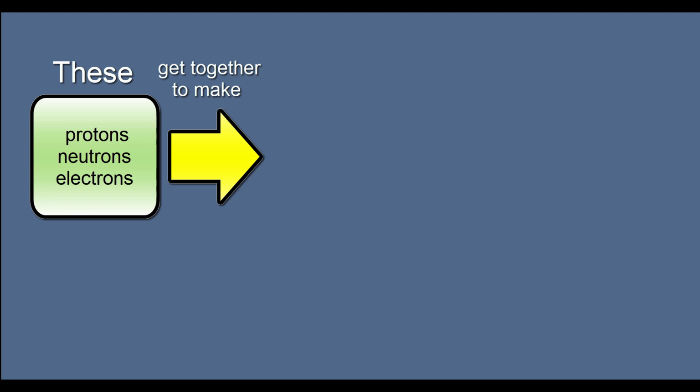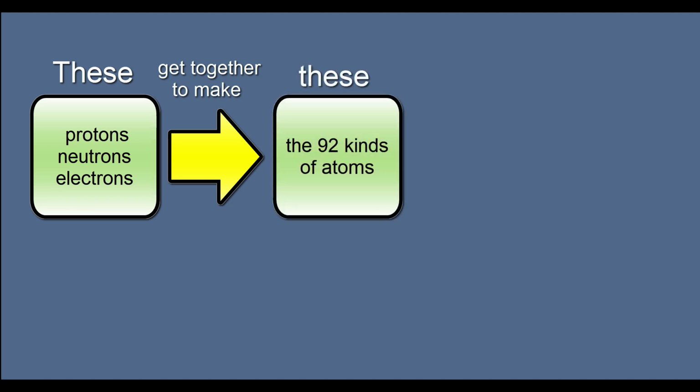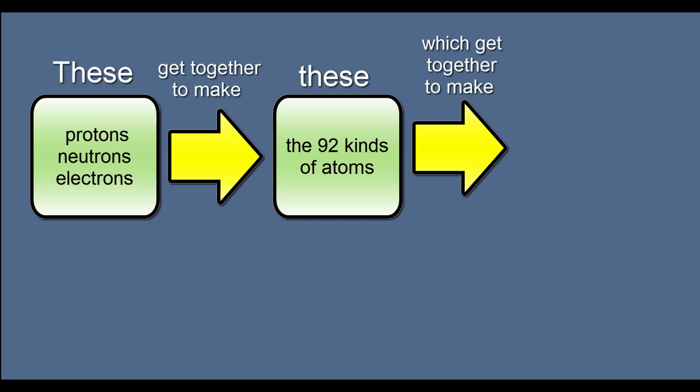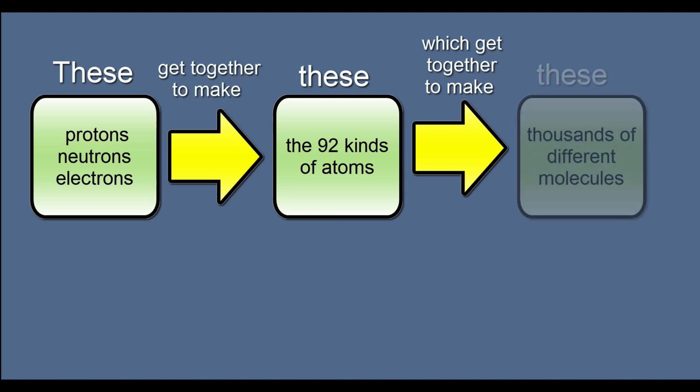Just those 3 things arrange themselves into 92 different kinds of atoms, which is like a little ball of certain number of protons, neutrons, and electrons found in the periodic table, those different kinds of atoms. And then those 92 kinds of atoms arrange themselves and connect to each other to form thousands and thousands of different arrangements, which we call molecules or sometimes crystals. It depends on how they get together.